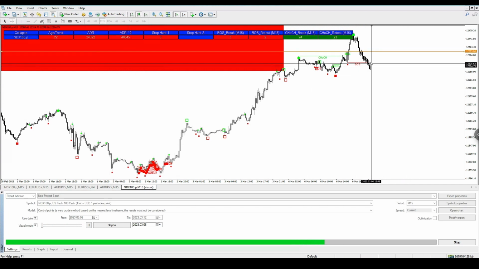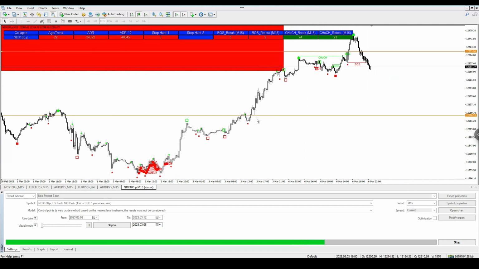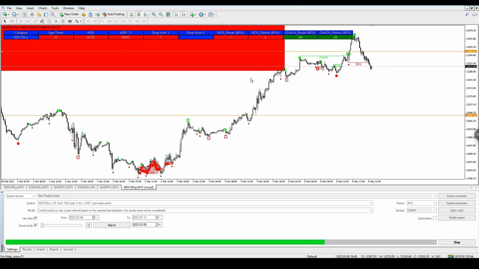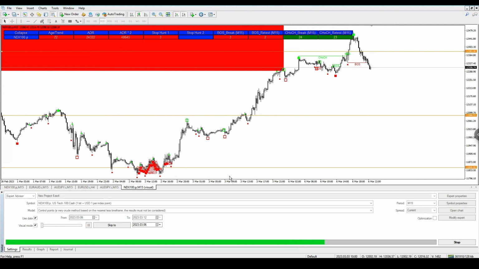So from this entry here and the close of this candle, our take profit 1 would be around about this region here. So if we work this out, you can see that this is about 2,432. So that's good enough for us right there. And our take profit 2 would be around 48645. So let's just see that one. And I've just measured it out. Our take profit 2 would be around this area here.